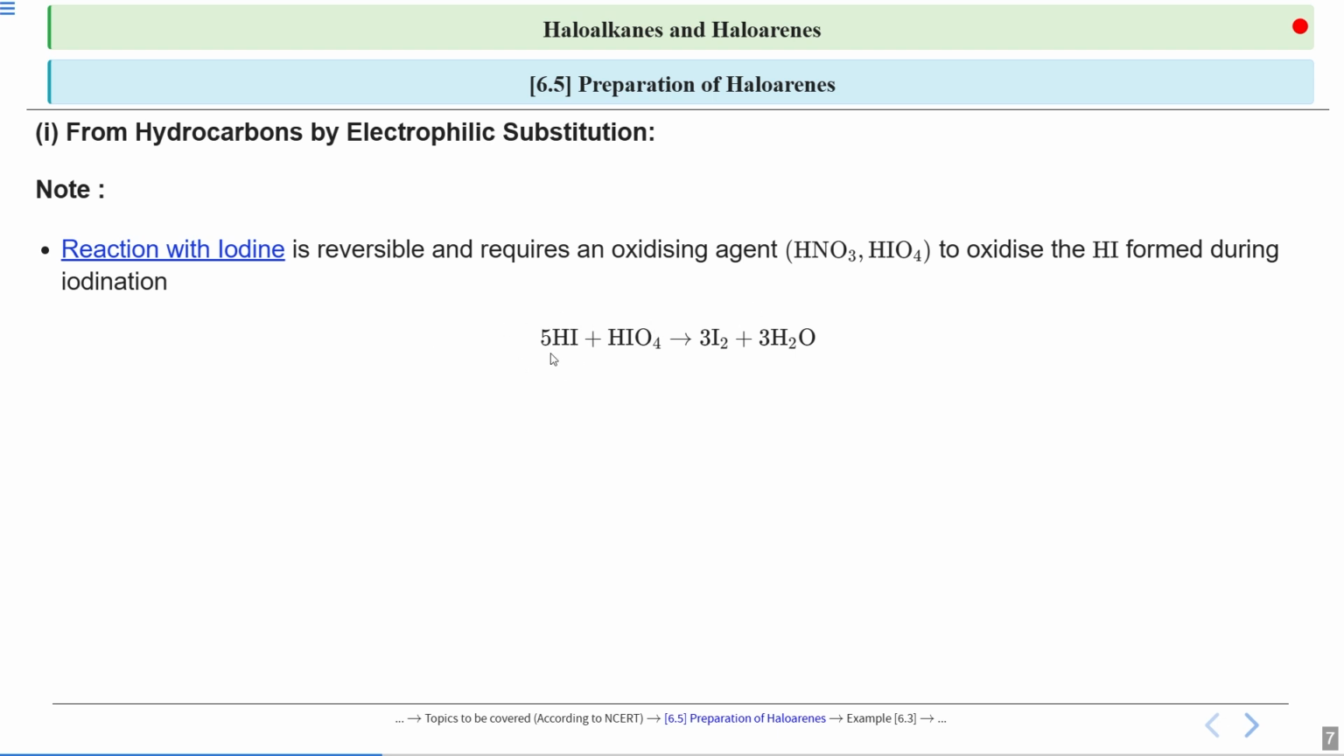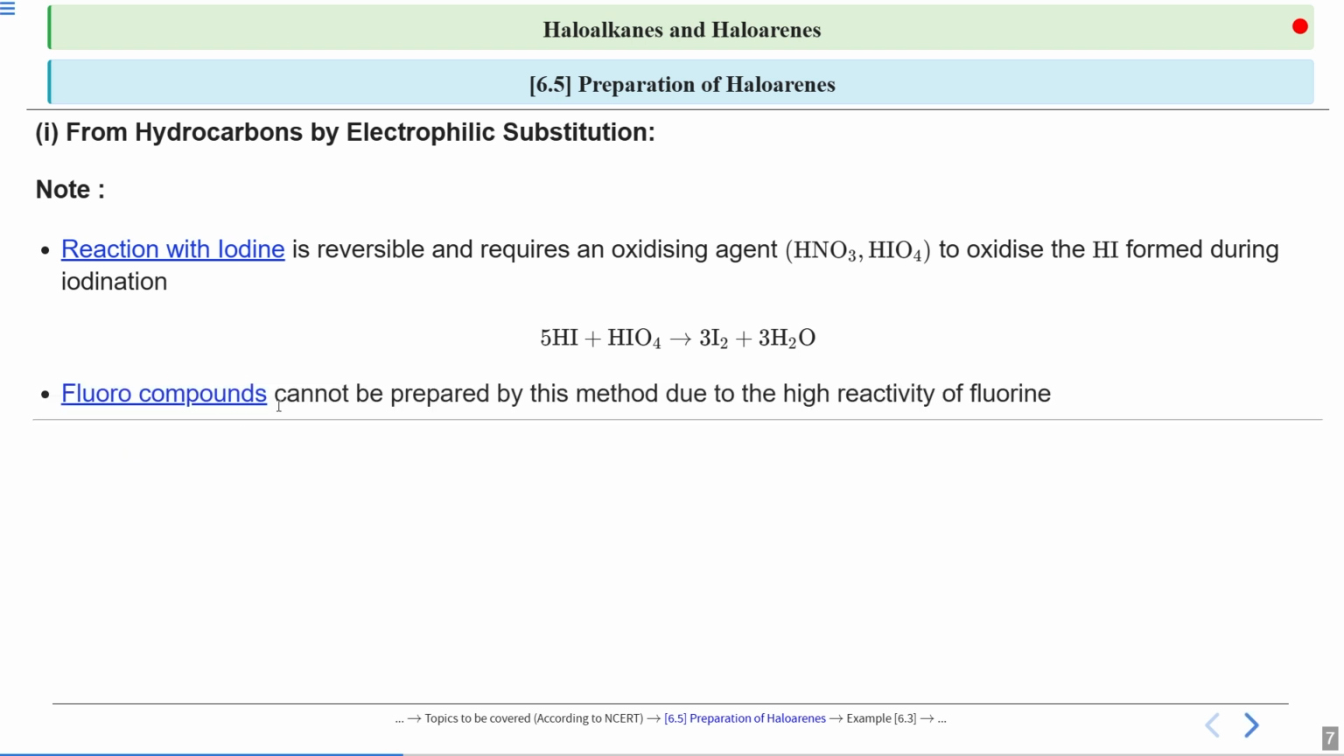So the HI molecule is oxidizing to the iodine molecule, and you are getting iodine, which we are going to use as a reactant for the iodination process of the benzene, right? So when you are doing the reaction with iodine on the benzene ring, it will be reversible. That's why you require an oxidizing agent like HNO3 or HIO4, so that it will oxidize the HI molecule formed during the iodination to the iodine molecule.